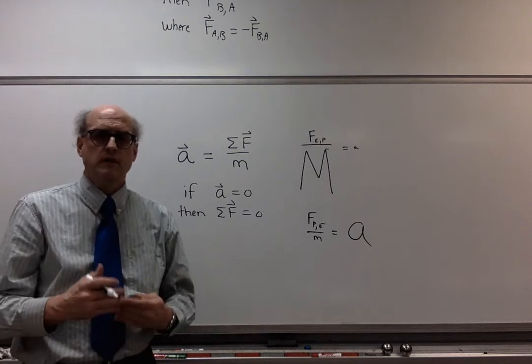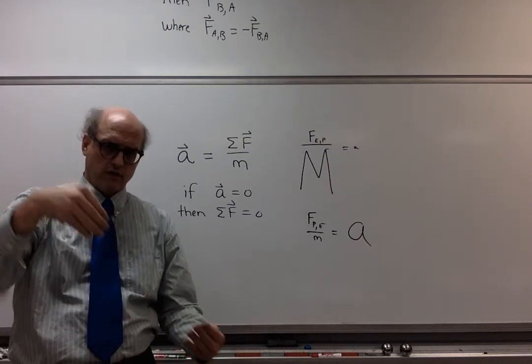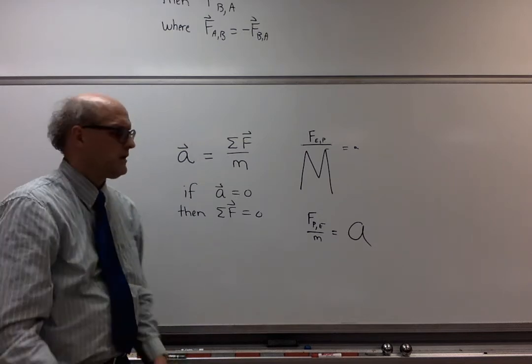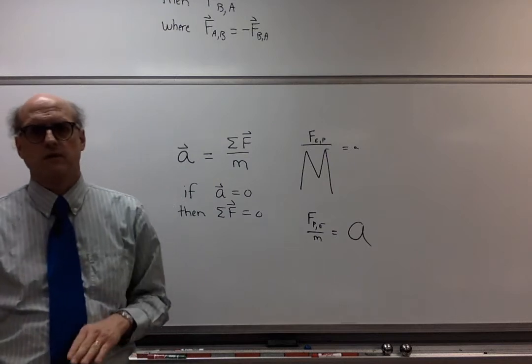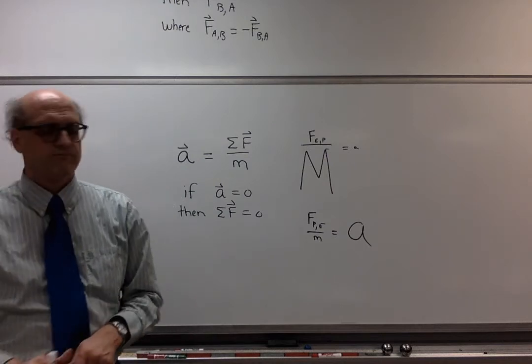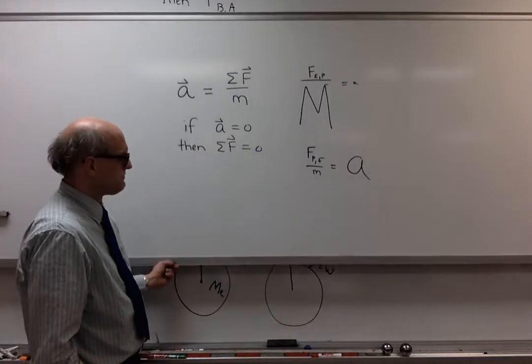So both the Earth and the person accelerate toward each other. They accelerate toward a common center of mass. But the Earth undergoes a much smaller acceleration than the person. Let's take a look at another Newton's second law example.